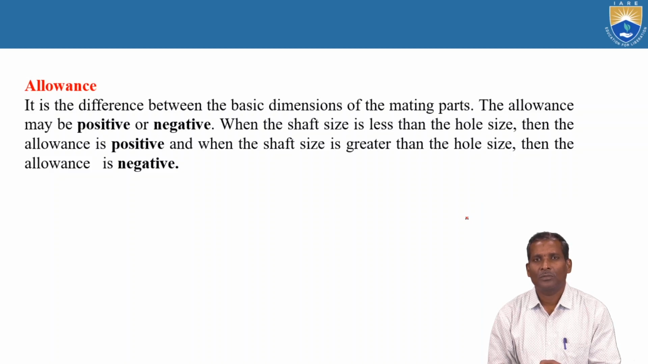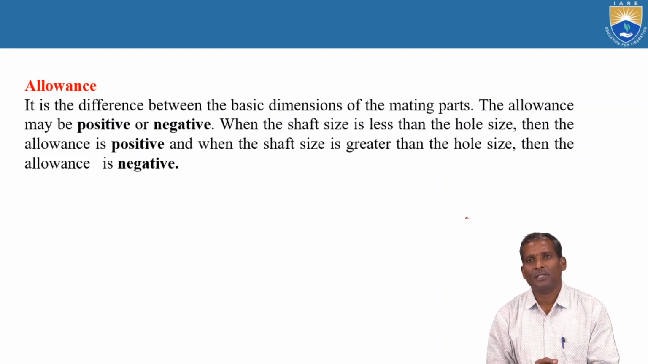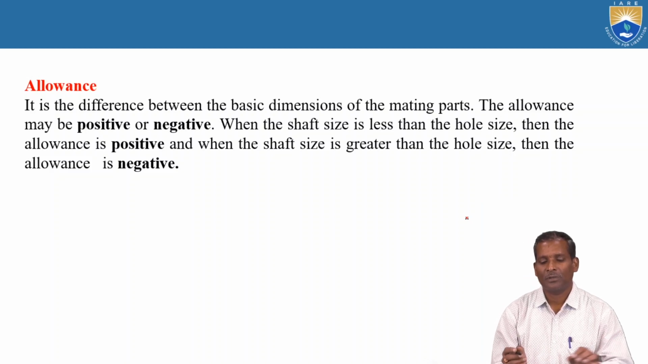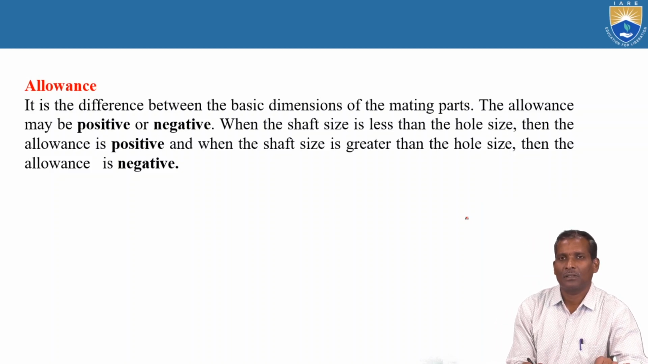Now, what do you mean by allowance? Already we know, it was explained in the previous slide. It is the difference between the basic dimensions of the mating parts. So the value may be positive or negative. When the shaft size is less than the hole size, then the allowance is positive. And when the shaft size is greater than the hole size, then the allowance is negative. So negative allowance or positive allowance.